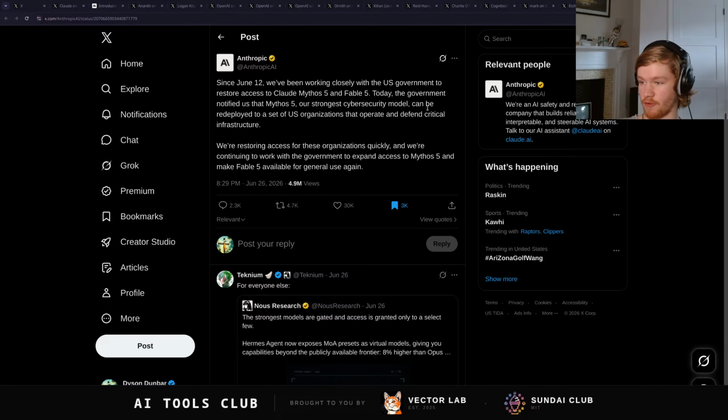They have worked with the US government to at least get some of their Project Glasswing members back on using Mythos and Fable. So they were able to remove at least some of the blanket ban that they had.